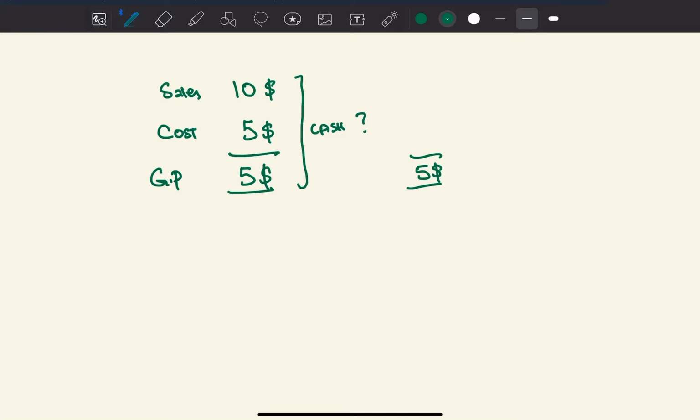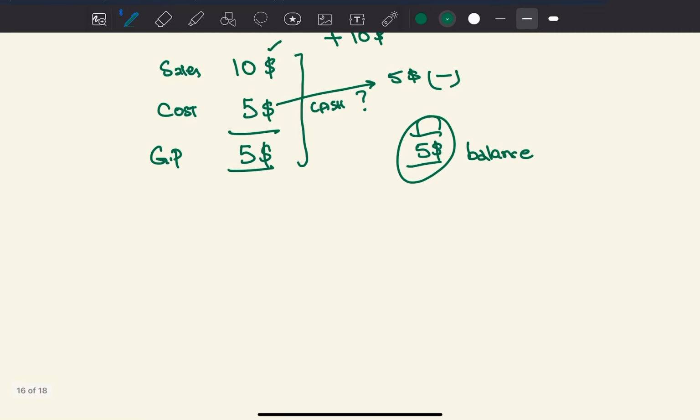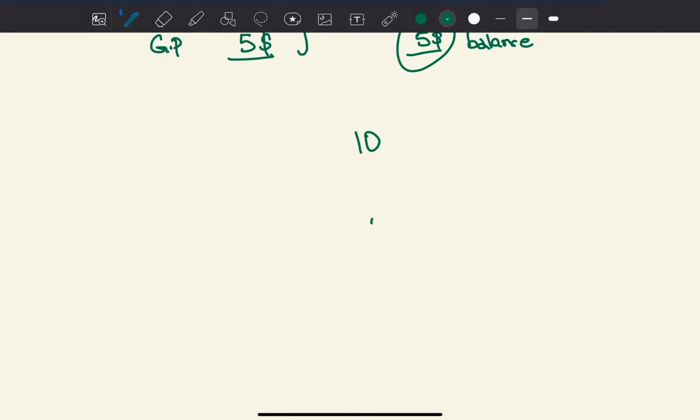How? Since I sold the goods for $10, I got plus 10 in my bank. I spent $5 on buying this, so this is a negative cash flow, and I'm left with $5 as a balance. So second part, let's do a more complicated example.